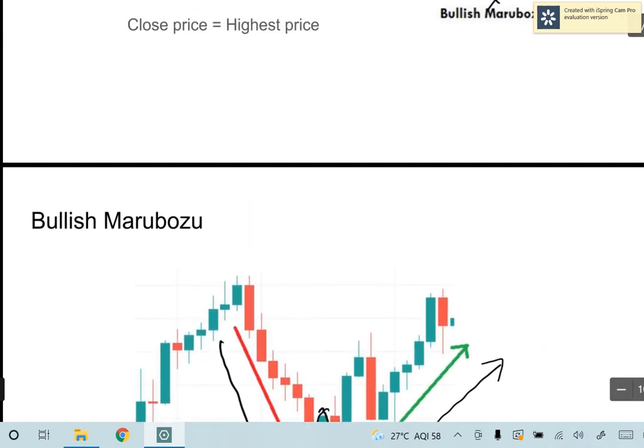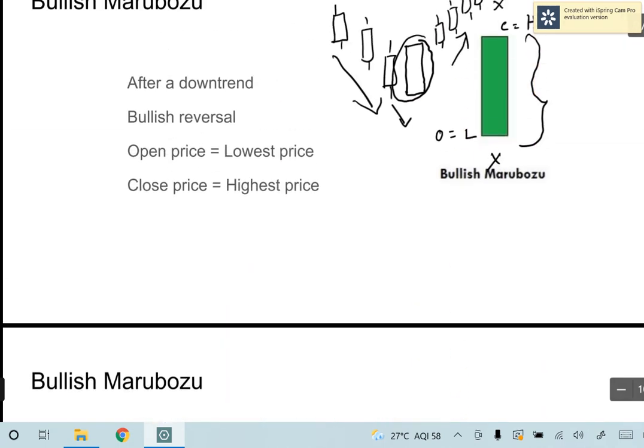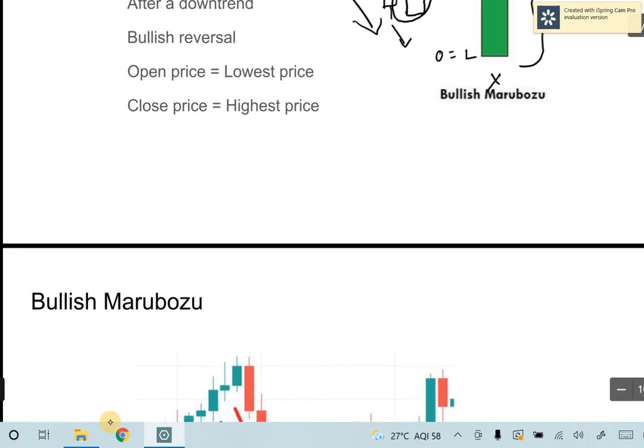One important point is that the Marubozu candle should be long. If it is bullish, green color. If it is bearish, red color. If the candle is short or abnormal like this, then you should not consider it a Marubozu candle. Better you should avoid that particular trade.